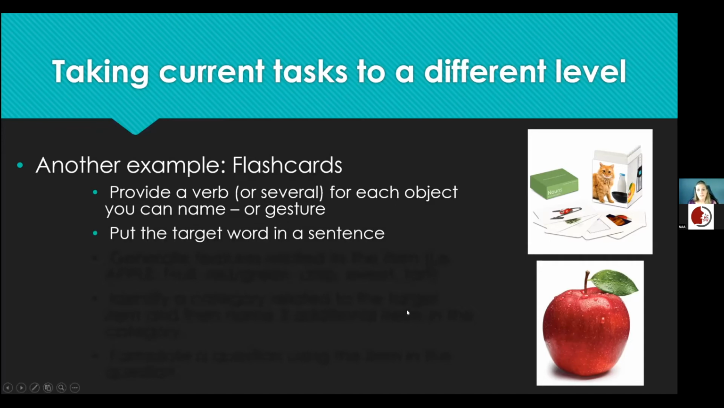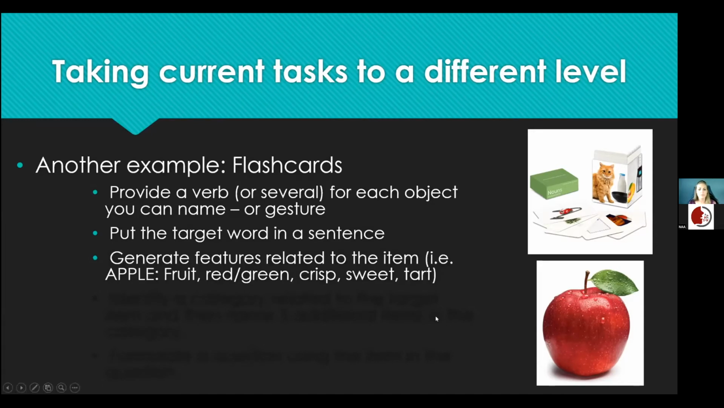Put the word in a sentence. You know, apples are red. I sliced apples with a knife. Whatever however long you're able to do, whatever you're able to give. And again, consider writing the sentence. Doesn't all have to be verbal. Talk about the item, generate features related to it. In this case, you can talk about what it looks like, what it tastes like, where you might find it, what you think of when you see it, those sort of things.